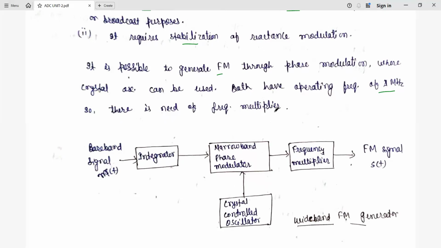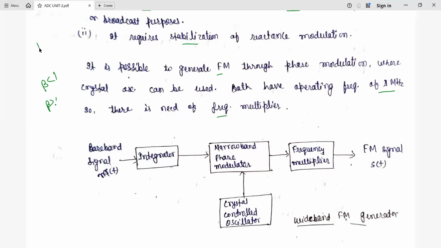So to obtain this wideband FM, we require the frequency multiplier. That also will have a separate discussion. First, we'll see how we are going to obtain the narrowband FM. Then we'll see how to find the wideband FM. Narrowband FM means beta is less than 1. Wideband FM means beta is more than 1.